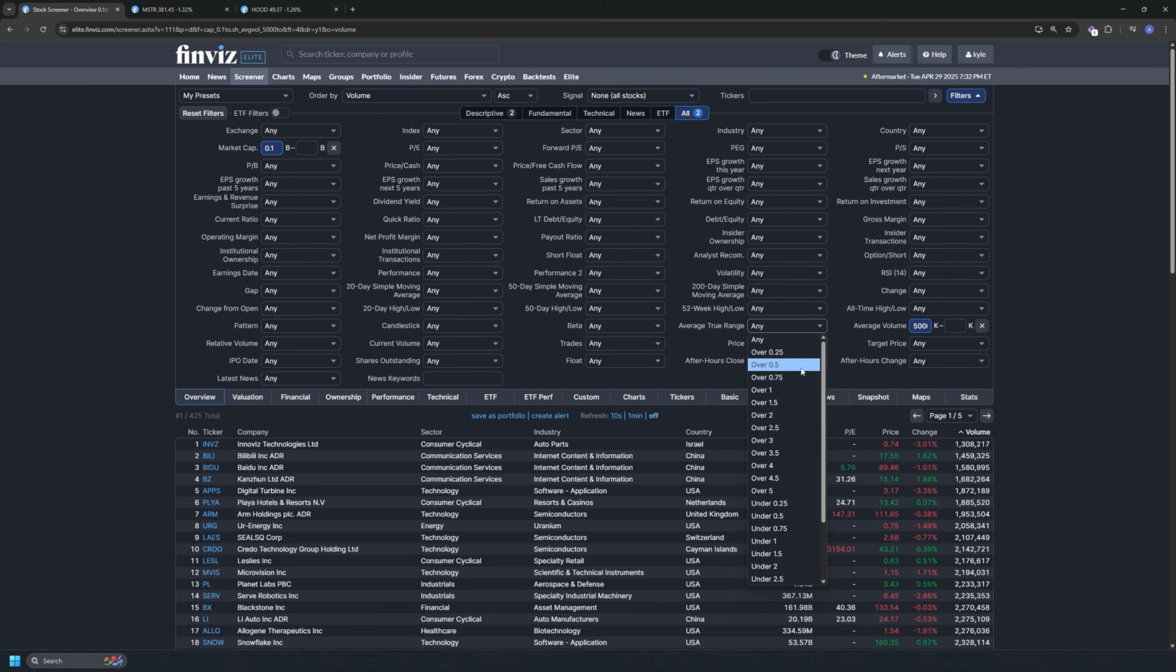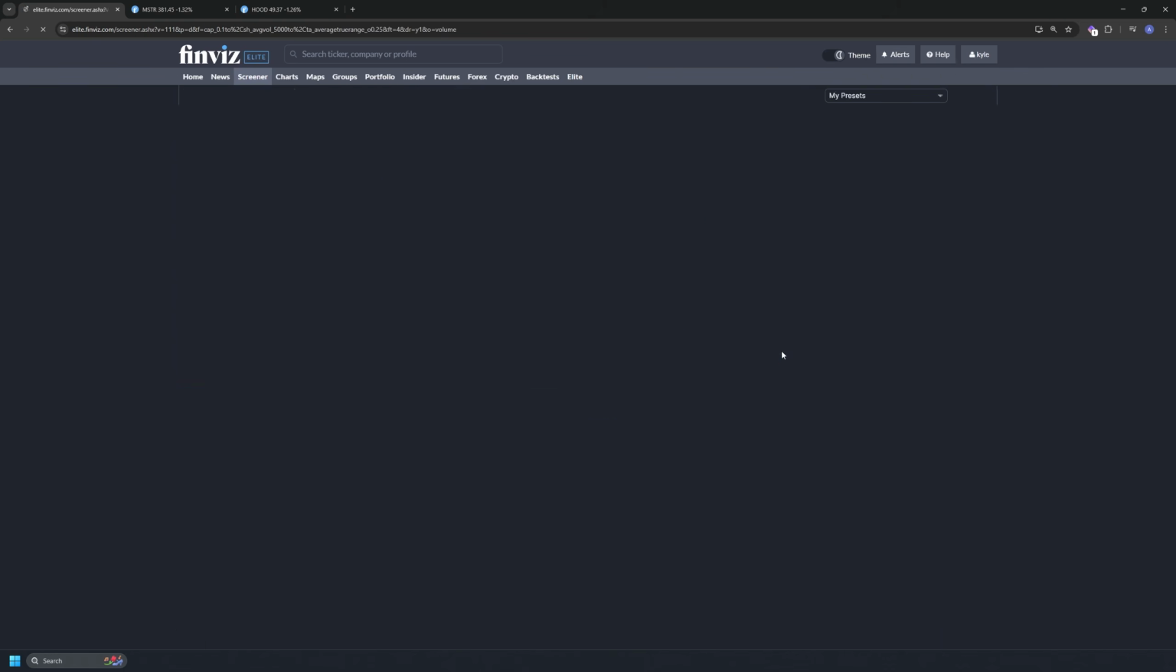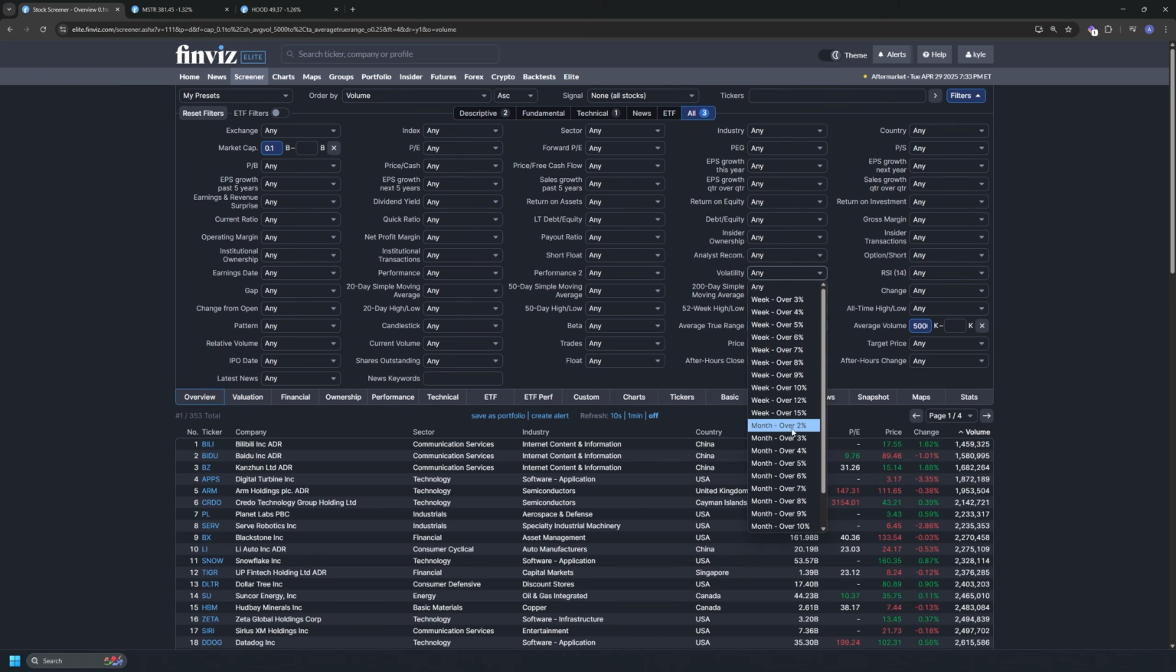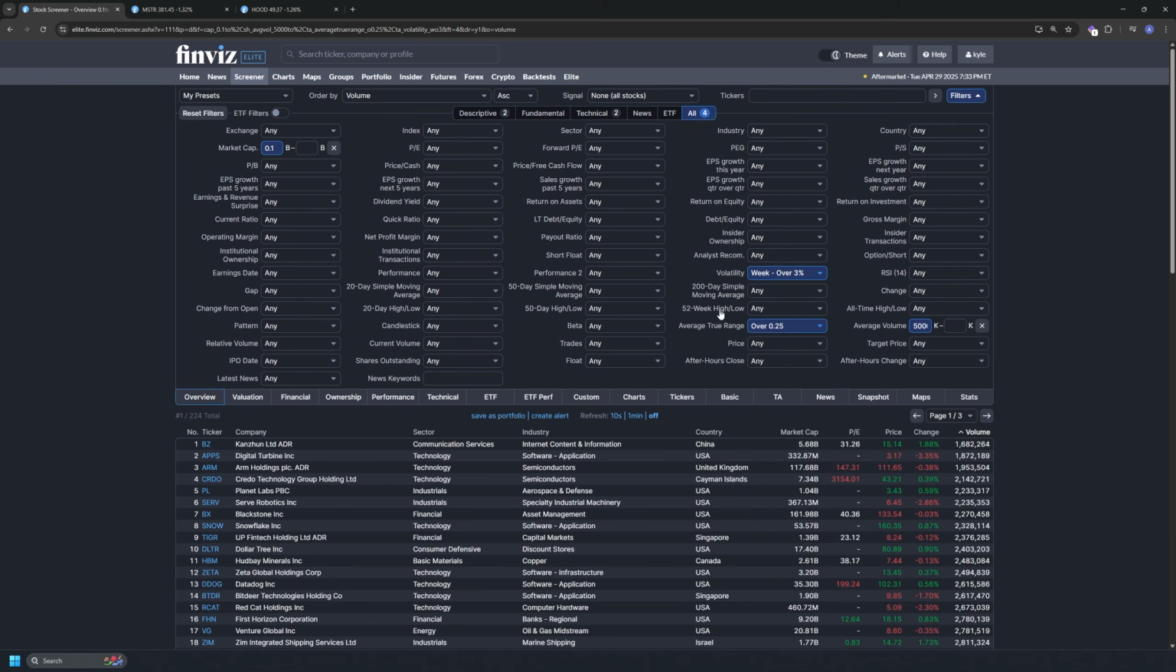Then we're going to also put an ATR of at least over 25 cents. And I like to put volatility on the week just over 3%, just to make sure that this is something that is moving. It's not something that is ranging and doing nothing. And then I would save this filter.